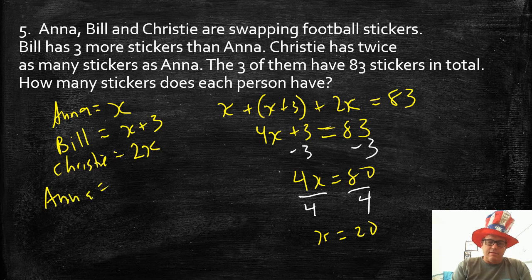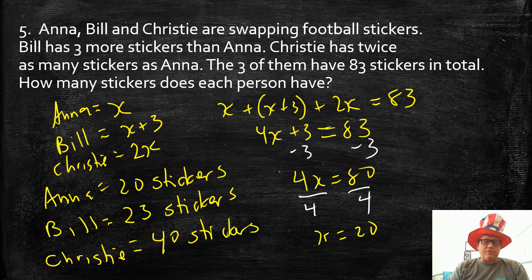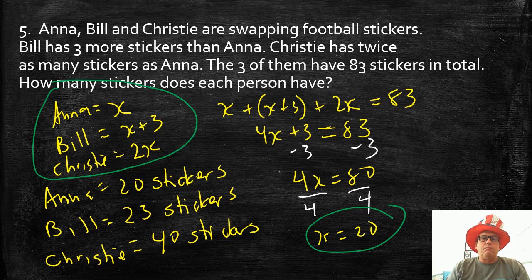So Anna is 20 stickers. Bill is X plus 3, which is 23 stickers. And Christy is 2X, 2 times 20 is 40 stickers. Okay, you can't just say 20, 23, or 40. This is why it's important that we define our variables at the beginning. Right? We do our algebra, we work out what X is, but if we don't define this at the beginning, I'm not going to remember who's X plus 3, who's 2X. It's much easier if we define our variables at the beginning.